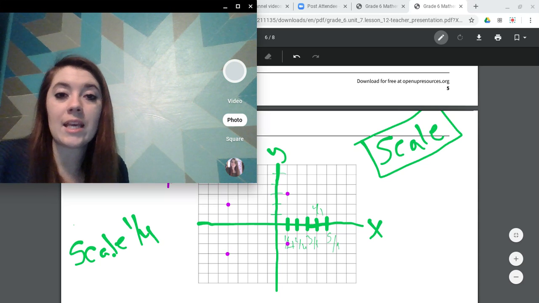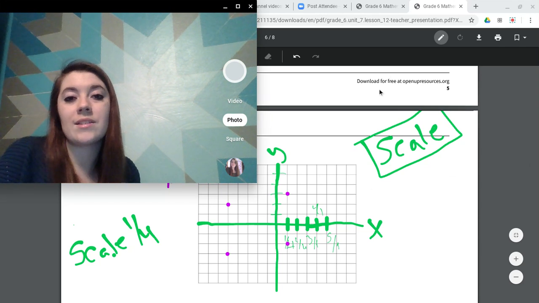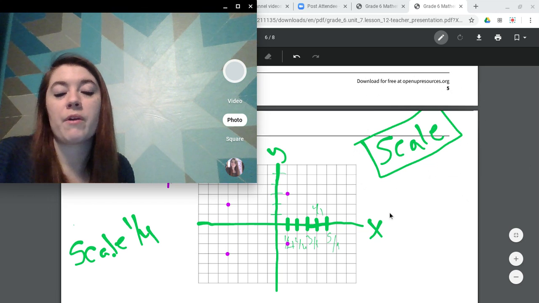A final reminder, our key word for this lesson was scale or scales. Either one is perfectly acceptable.